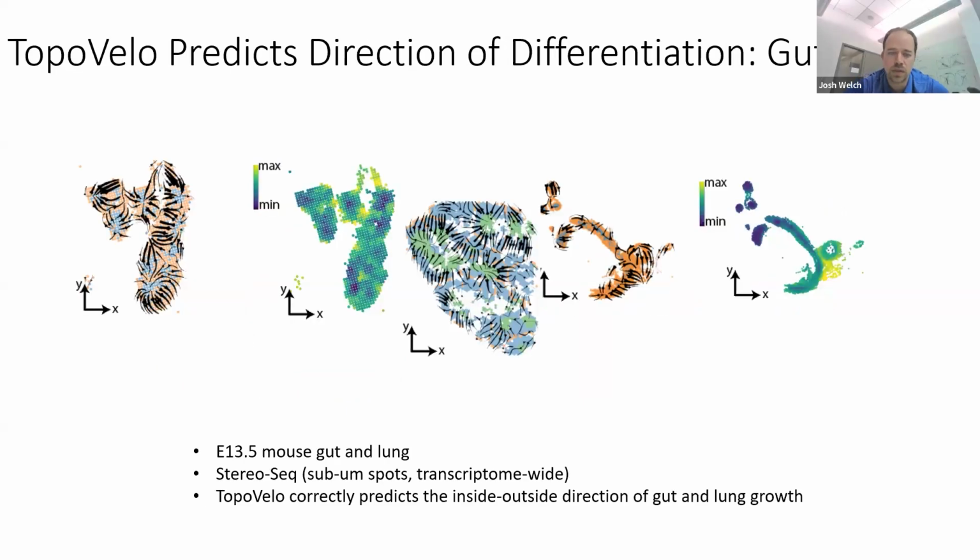Another data set that we looked at was Stereo-Seq data. This was published in Cell a couple years ago. These are E13.5 embryos, and we pulled out the gut and lung. You can ignore this one in the middle; that's an image that shouldn't be there. The TopoVelo cell vectors predict that the tissue is growing from the inside to the outside. This is consistent with the structure of the gut and lung, where the gut has these tubular structures that we're seeing in cross-section, so this is predicting the tubes are expanding. And similarly, we're seeing a cross-section through a lung tube, which is also predicted to be expanding outward.